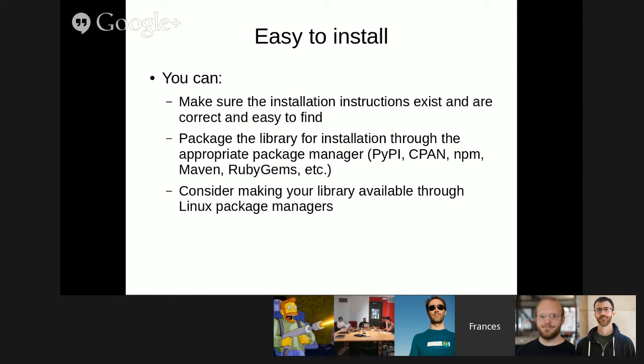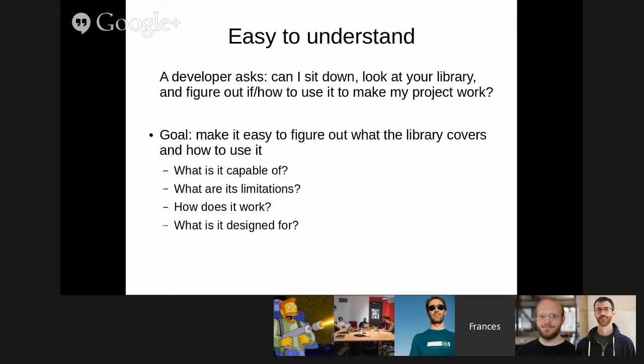So another thing that I found is that you want to make sure the installation instructions not only exist, but are correct and easy to find. It sounds obvious, but it's an easy thing to overlook, it seems. So you can also package the library for installation through package managers. So if people are already using those tools, they'll be able to just get your library through that. And you can consider making it available through various Linux package managers. That can be nice if you want to, but the language app level package managers are a really good starting place here. Okay, so your developer can get started with this and install it.